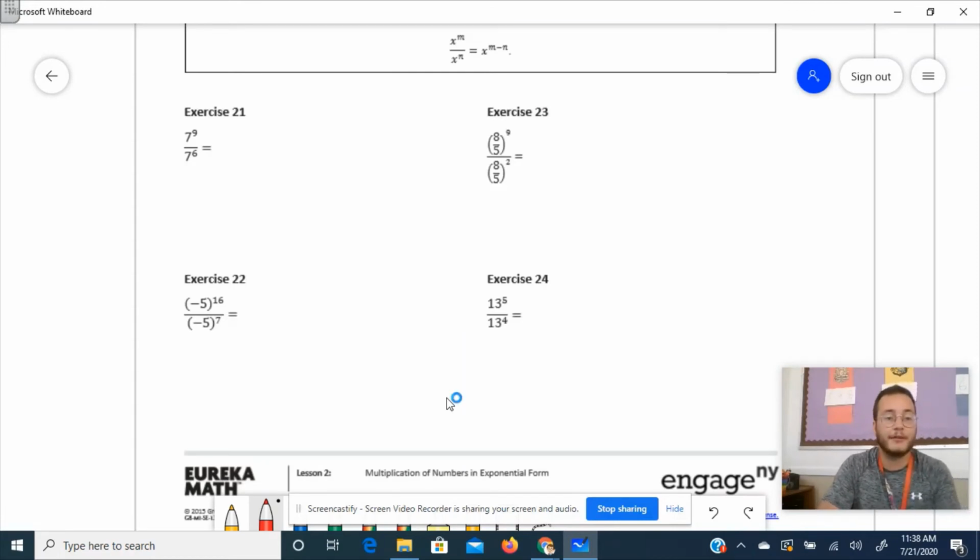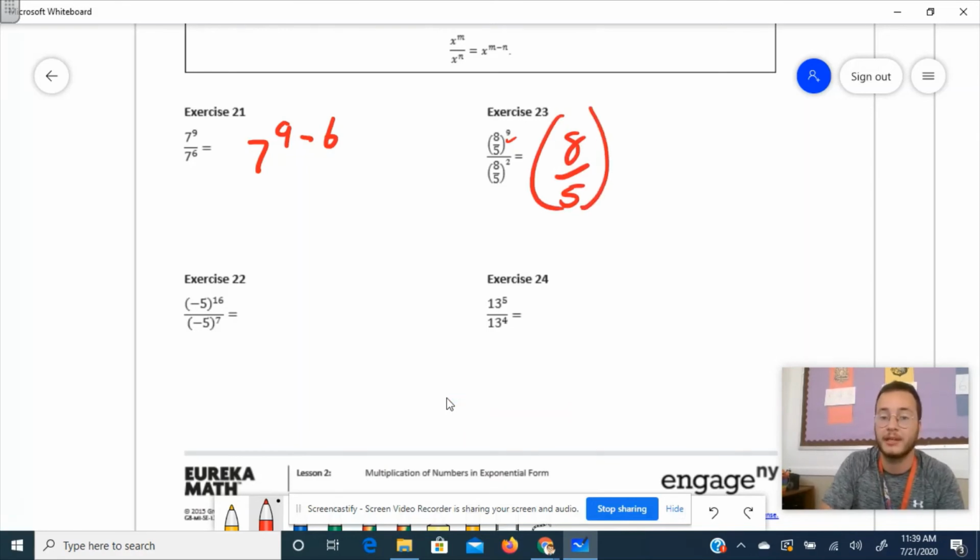7 to the ninth divided by 7 to the sixth. My exponent on top is bigger, and they have a shared base of 7, so I have 7 to the 9 minus 6. Next, 8 to the fifth, to the ninth power, divided by 8 to the fifth, to the second power. My exponent on top is bigger, so I can just subtract them. My shared base is 8 to the fifth power. Make sure those parentheses are in there so your exponent doesn't look like it's on the 8. And then I have 9 minus 2. My shared base right here is negative 5.